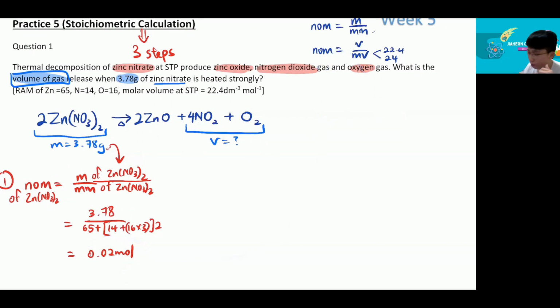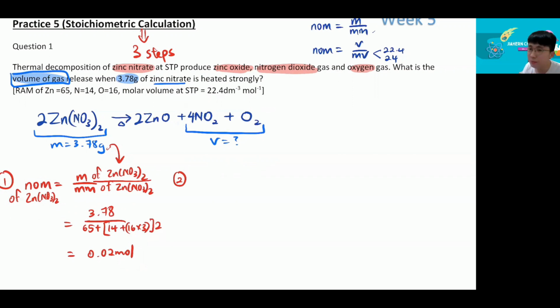Why? Because you want to find the volume of these two gases, but then you go and use the number of mole of zinc nitrate. You take the number of mole of this chemical to try to find the volume of these two chemicals. Is it even logical? No, it doesn't make sense. So what I want is to use the number of mole of zinc nitrate, which is this 0.02, and relate it to these two chemicals that I want at the back. So step 2 is to always compare a ratio. So what do you compare? Compare what you have and compare what you want.